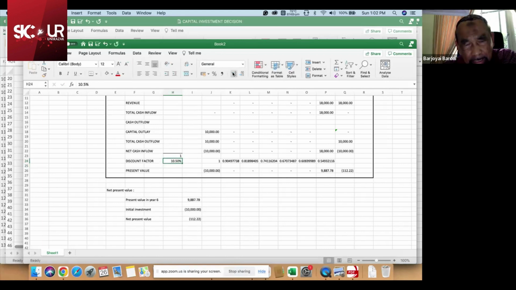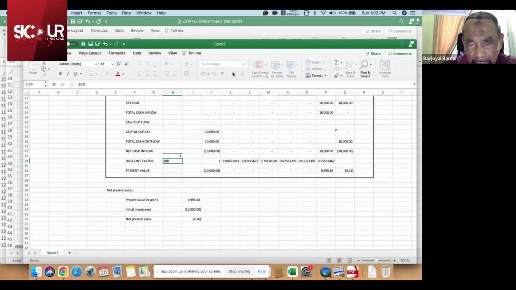10.5. Negative, so it's 10.4, 10.3, 10.28, yes, 10.29, it's almost, so it's 10.295, it's less than that. So it is 10.294, almost 10.2935. Yes.